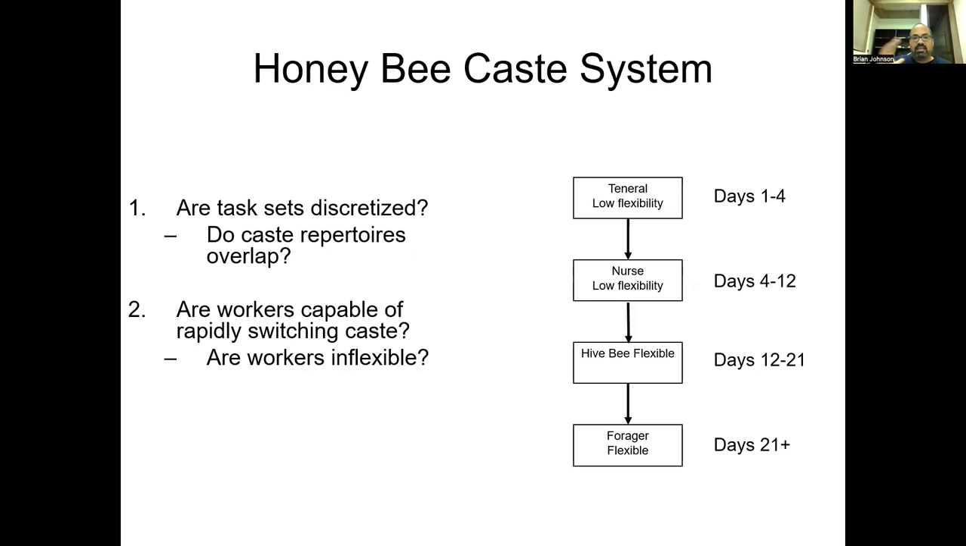So this data set left some questions unresolved, like how discretized are the caste sets, meaning do the caste repertoires overlap? I'll talk a little bit about that in a second. And then of course, how quickly can they switch castes? Can they quickly switch from being a nurse to a middle-aged bee? So I'll talk about some data that I collected on the first of these questions. I have collected data on both of them. I could talk about the other one in the question and answer if you're interested.